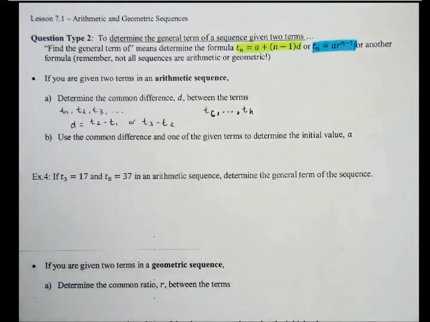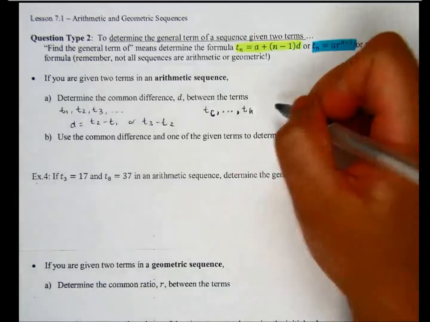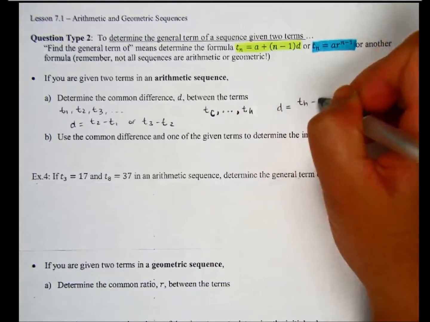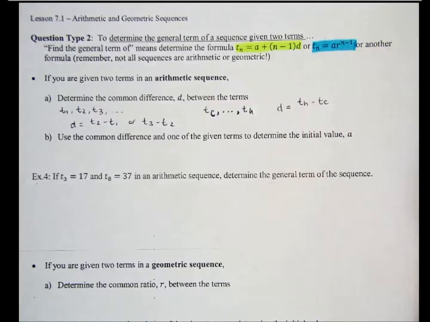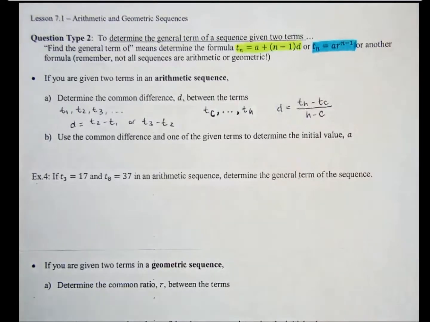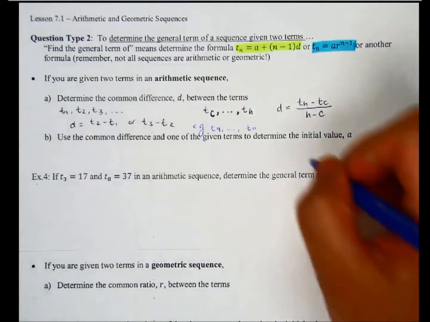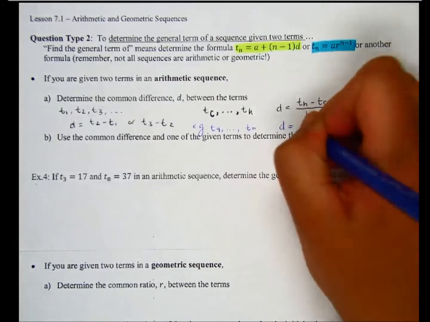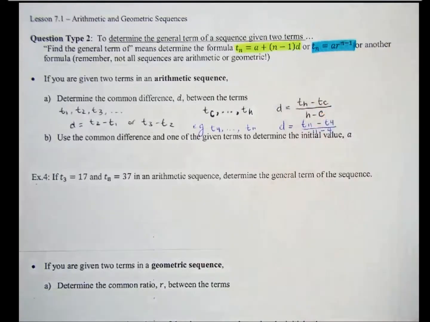But what if you're not given 2 terms that are next to each other, but there are some terms in between them? So let's say you're given tc and th, then in order to find the common difference d, you are going to subtract those 2 terms, th minus tc, and divide by the number of terms in between them. So for example, if you know the 4th term and the 11th term, in order to find the common difference, you're going to take the 11th term, subtract the 4th term, and you're going to divide by 11 minus 4.